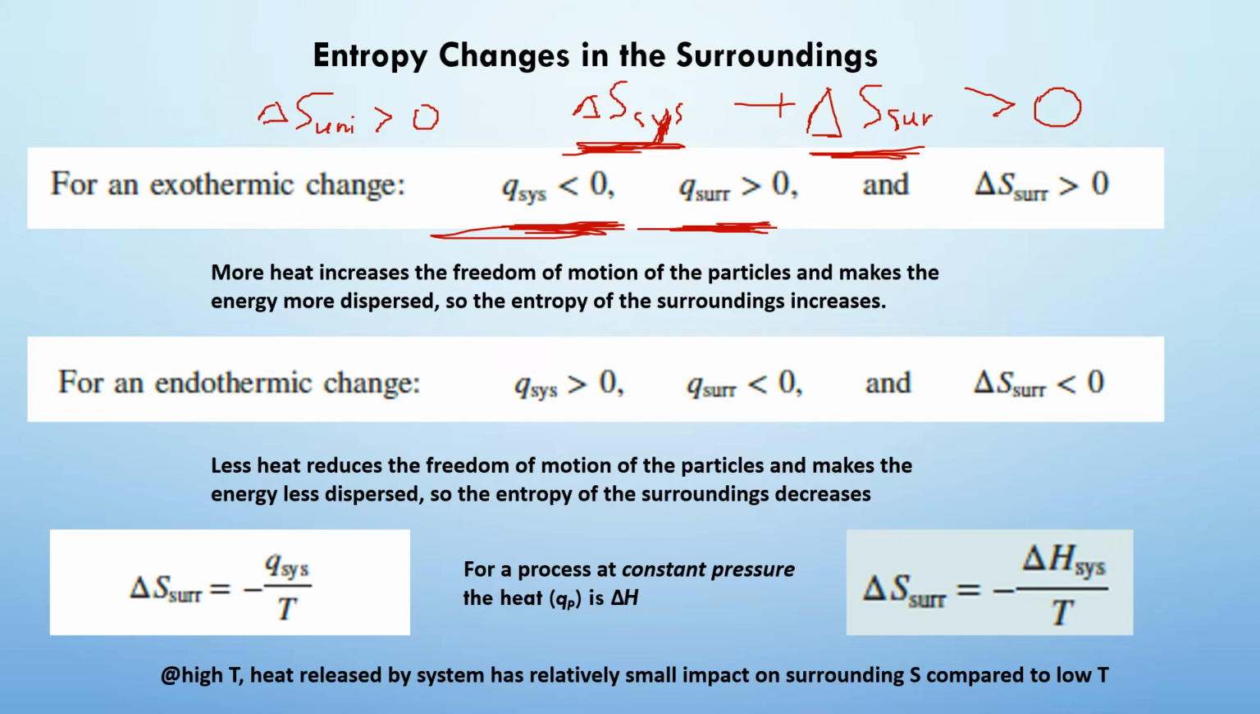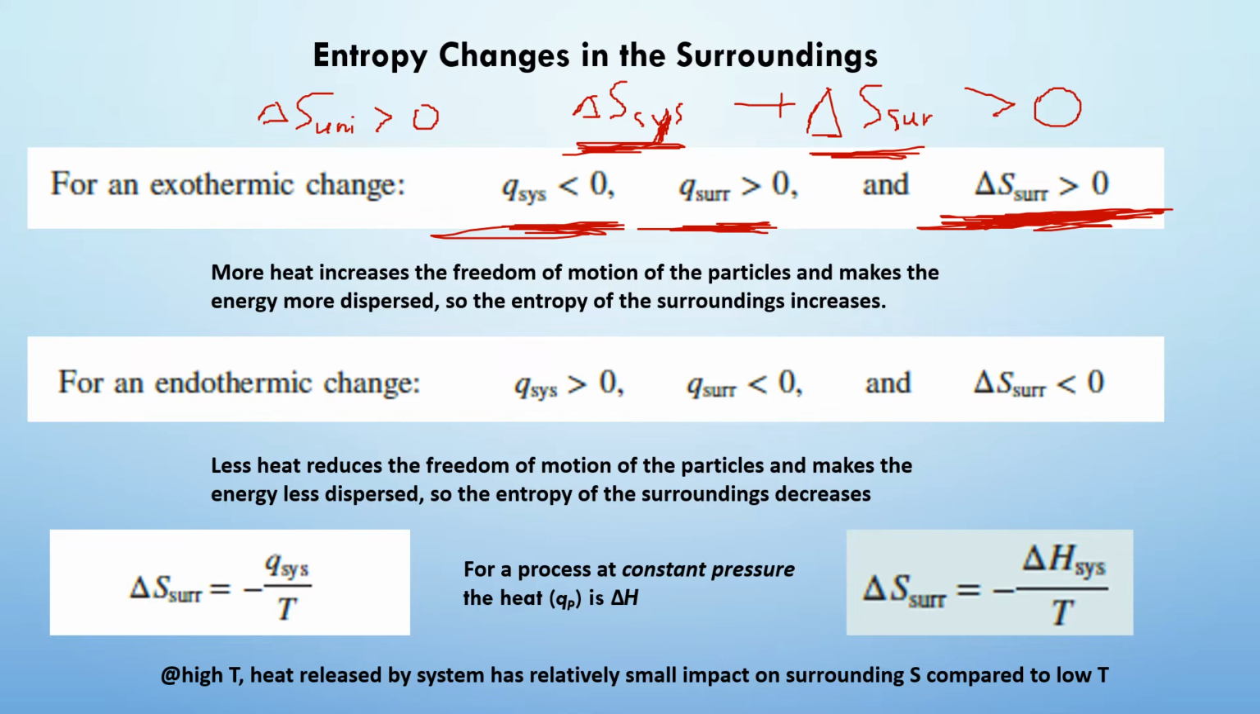So when more heat is introduced to the surroundings, the higher energy level will introduce more microstates. So you have a higher freedom in the surroundings, so the delta S for your surroundings is greater than 0. That's due to this more energy, or you can think of it as a higher temperature. So the kinetic energy increases.